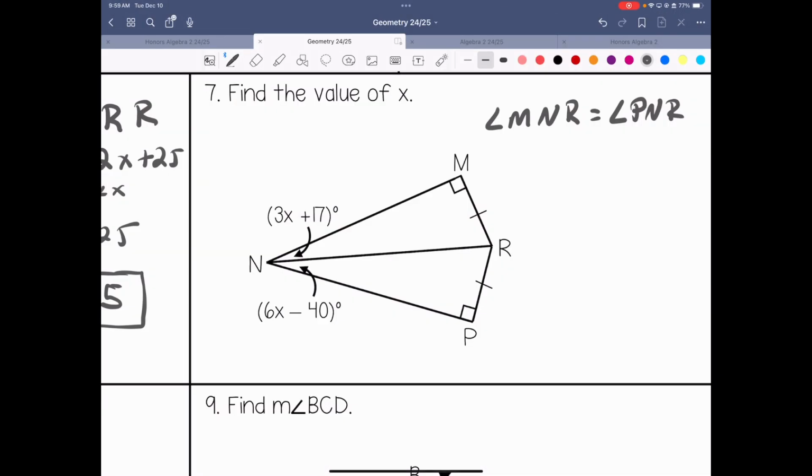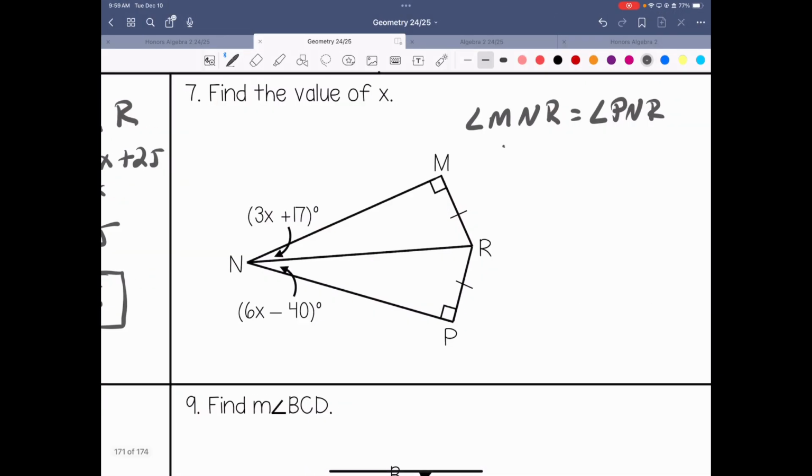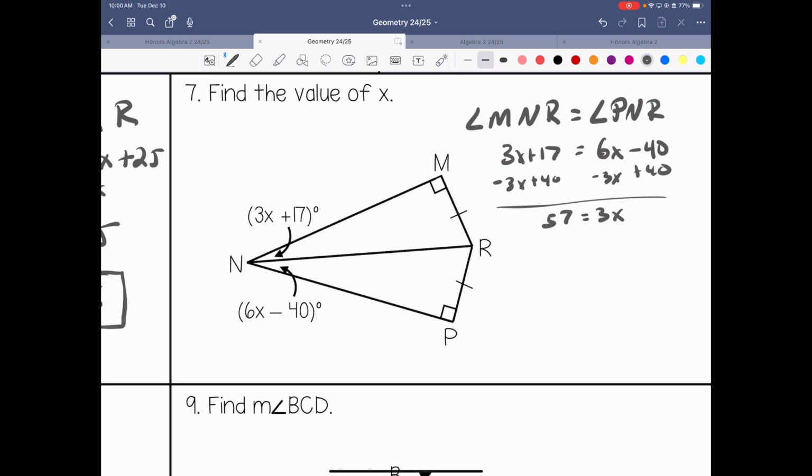So those two are congruent to each other. So 3x plus 17 has to equal 6x minus 40. Subtract 3x from both sides. Add 40. I know I'm kind of skipping steps with equations, but we should be getting good at those. So 57 equals 3x. That's an ugly number.